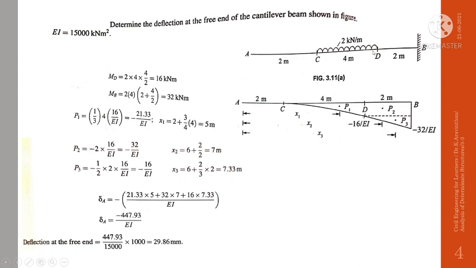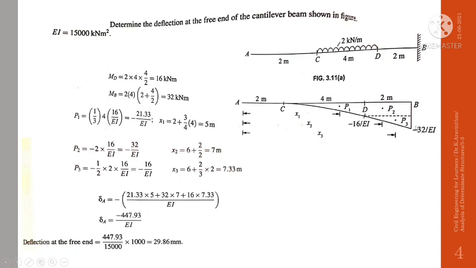2 by 2 will be 1 plus the distance between A and D is 6 meter. So 1 plus 6, so totally 7 meter. And for the third area, that is this triangle, if you subtract 16 by A minus 32 by A, you will be getting 16 by A.